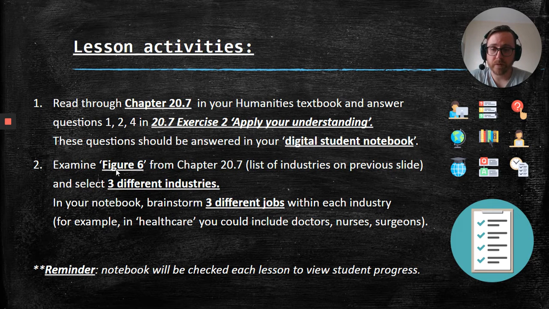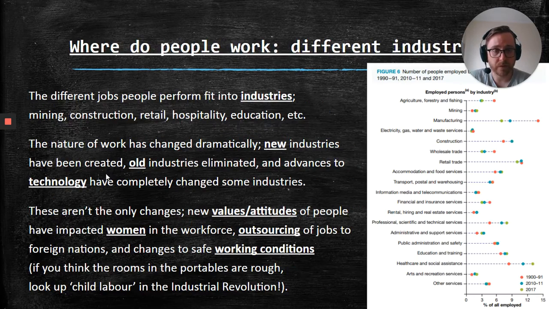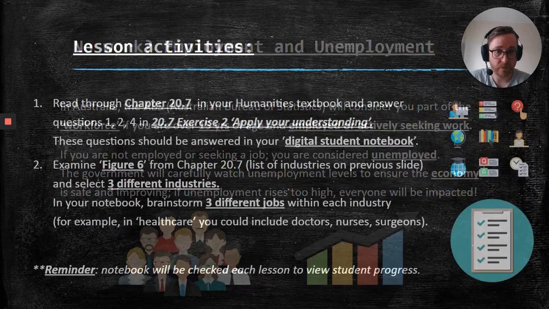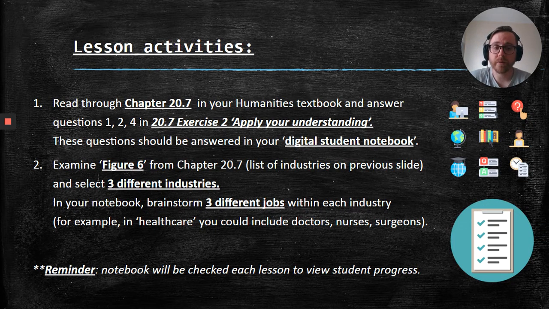Second thing you'll be doing is examining figure 6 from chapter 20.7. So that was the picture of the different industries I had on this slide. It's in your textbook. And you need to select 3 different industries on that image. In your notebook, brainstorm 3 different jobs within each industry. So for example, in healthcare, you could write doctors, nurses, surgeons. Except you can't write that because I've taken that example, so take that. So pick 3 different industries and 3 different jobs. Just a reminder that I will be checking your notebook. At the moment, I'm checking it once every couple of lessons.